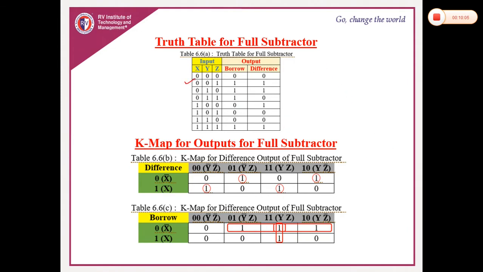So 0 0 1. Okay, so first we have to subtract 0 minus 0, x minus y. So result is 0. Done. Again y, z. Okay, x minus y, this is x, this is y. Okay, x minus y is 0 minus 0, and we obtained the difference. Again we have to subtract it with z. So the difference obtained should be subtracted with z.